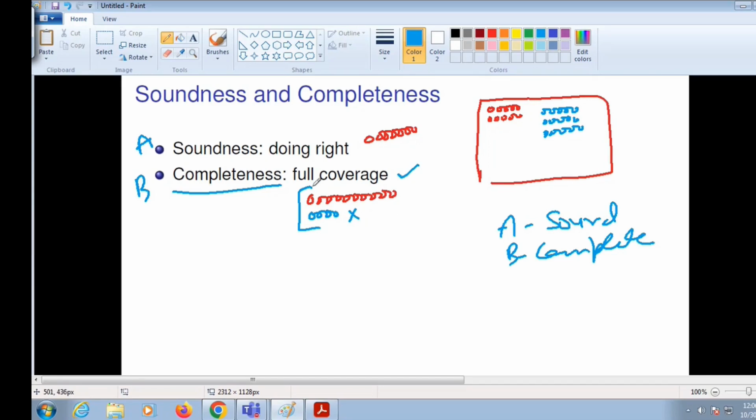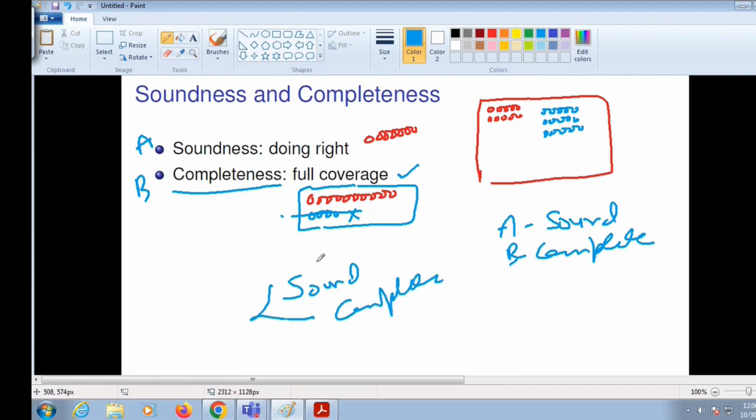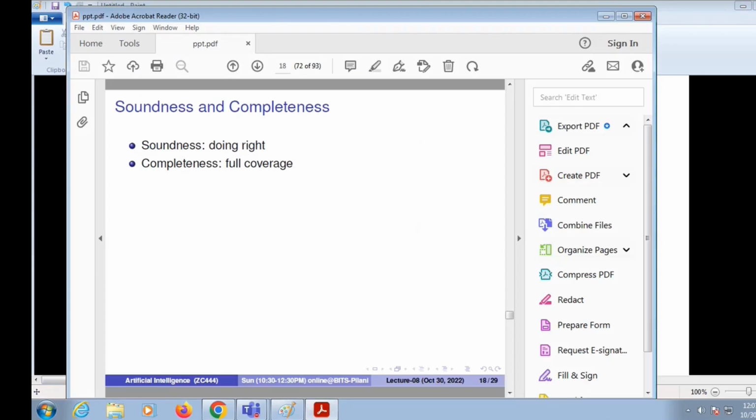Complete does what? It gives all the things, but it is possible that he gives extra as well. So it is not that he is always going to do that. If both things are there, sound and complete, then this would not be there, because sound means he is not going to do anything wrong, and complete means he is giving me the complete thing. So we want soundness and completeness, both. Are you clear? Both.